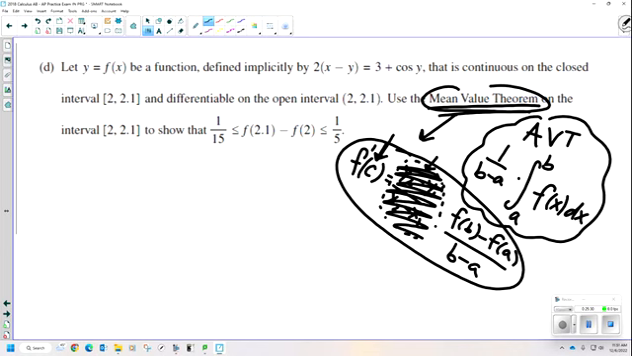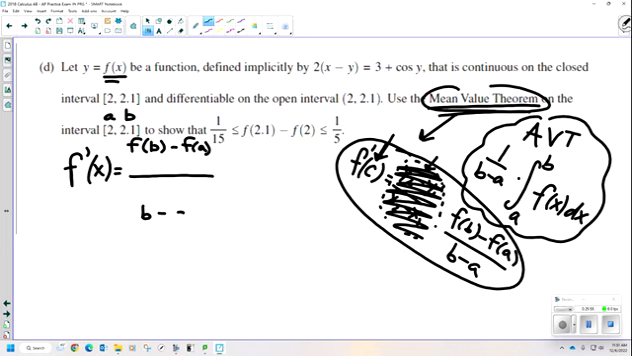Here's my a, here's my b. So f, and they're giving us f of x, right? The derivative of f of x has to equal f of b minus f of a all over b minus a. In this case, it's 2.1 minus 2, and up here it's f of 2.1 minus f of 2. Because if I have 2, how do I get the y? I plug it into the equation of f. I have 2.1, how do I get the y for that? I plug it into the equation.